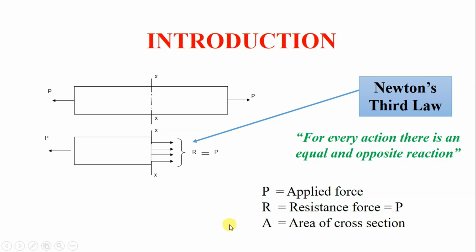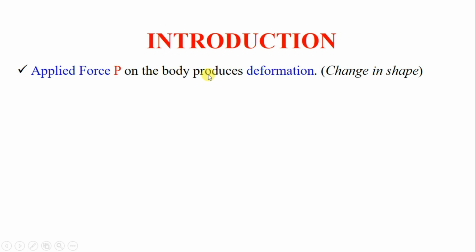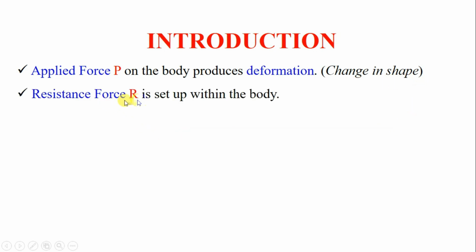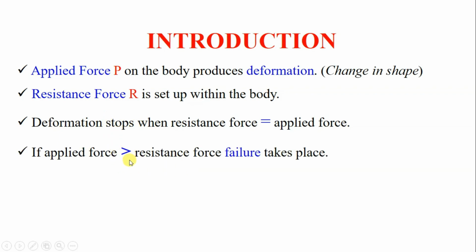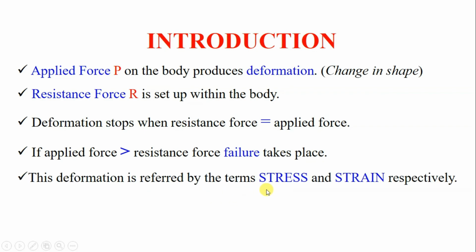So when the applied force P acts on the body, it produces some deformation in the body. That is, the body shape gets changed. And there is a resistance force R also set up within the body. Now when this P is equal to R, that is when the applied force is equal to the resistance force, the deformation stops. What happens when this applied force is greater than the resistance force? Ultimately there will be a failure taking place at that place. This deformation in the body is referred to by the terms stress and strain.